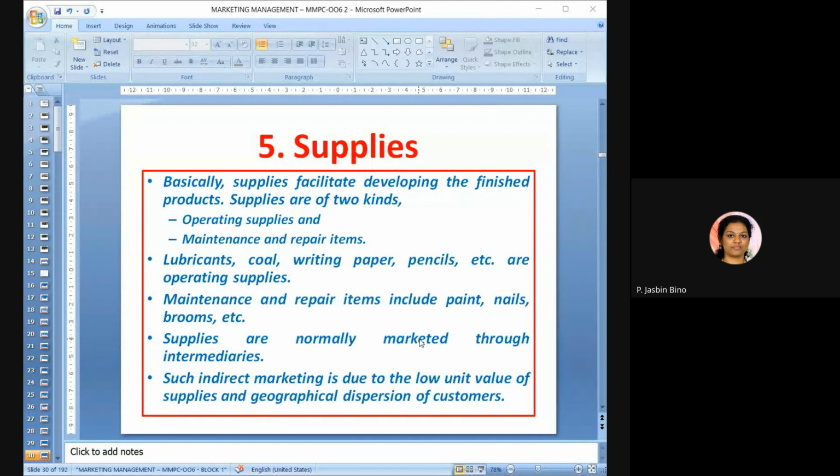Supplies are normally marketed through some intermediaries. So indirect marketing is due to the low unit value of the supplies and the geographical dispersion of customers. So these are the classification of products.